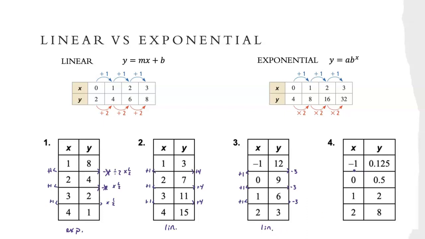Now let's take a look here at 4. I go from -1 to 0. Well, -1 to 0 is 1. 0 to 1 is 1. And 1 to 2 is 1. And then I get over here and I'm like, 0.125 to 0.5? I don't know. That's just not numbers I think about off the top of my head, right?